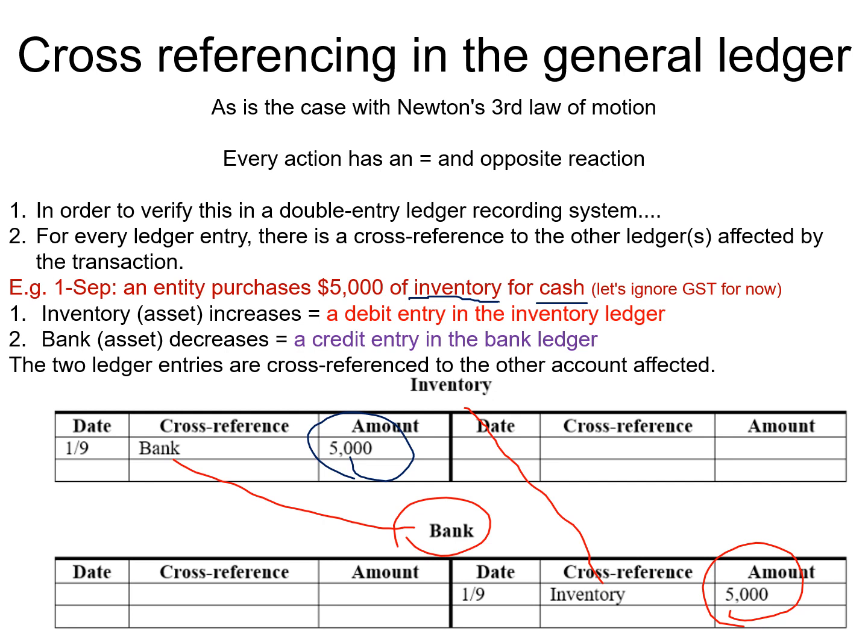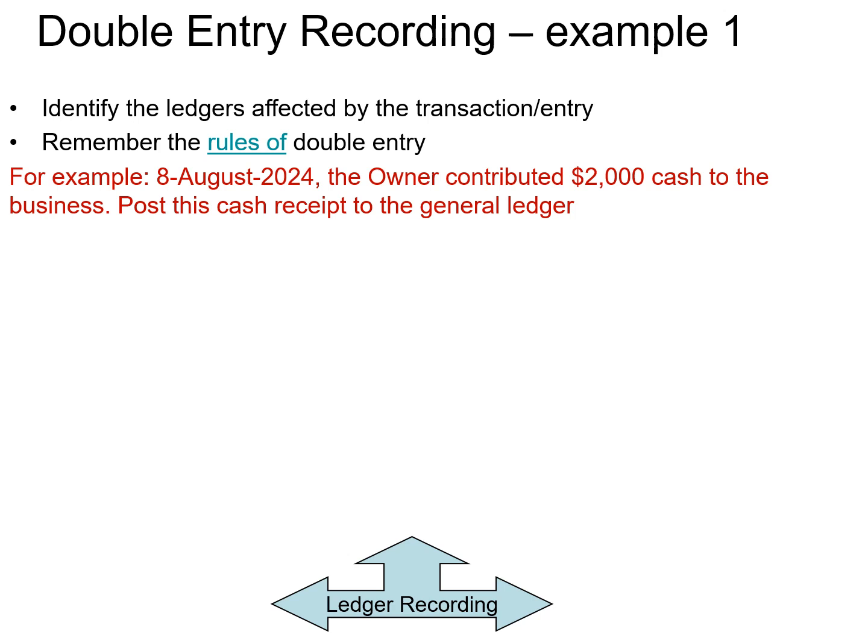So if we look at these two accounts, inventory, how do we fund it? From the bank. If we look at our bank account, where did that 5K go? It went to inventory.